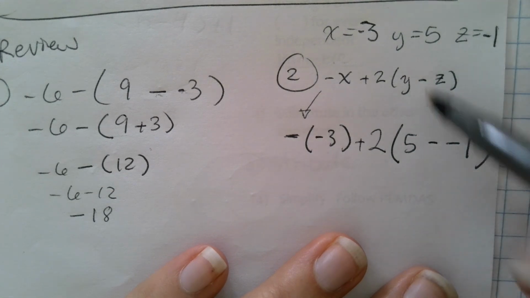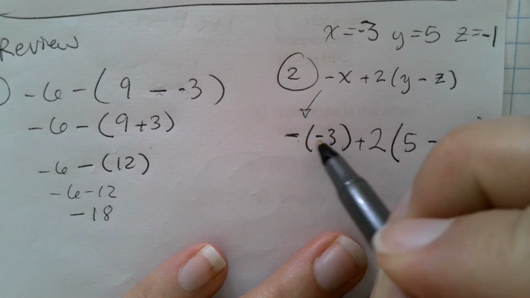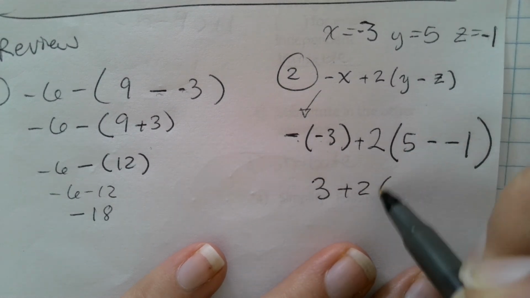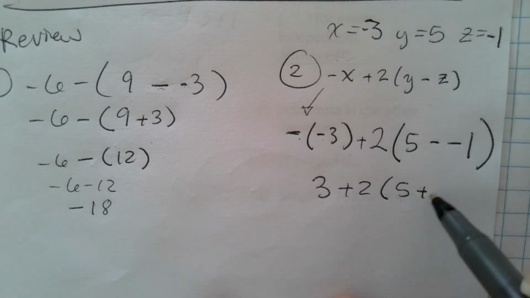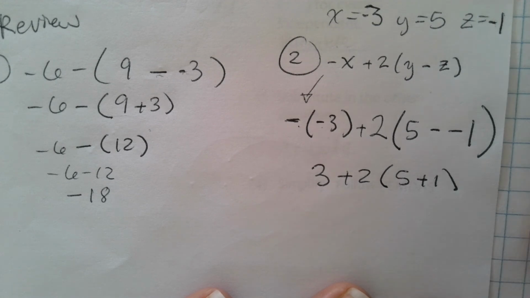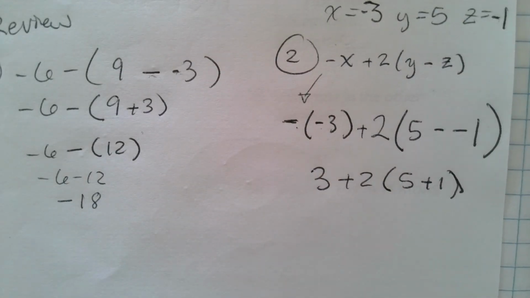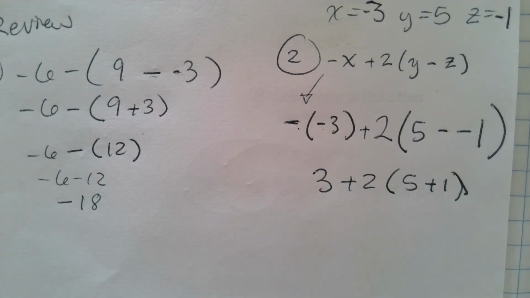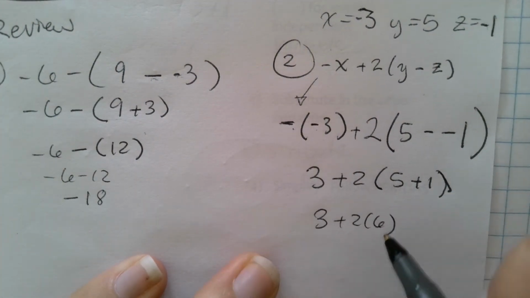So I've got a negative, negative. What do 2 negatives make? So that's going to be a 3 plus 2. What's 2 negatives make? Make sure you write down that plus sign because these are not multiplied. What's 5 plus 1? Good. 6. What's 6 times 2? 12. Plus 3. 15. Good job.